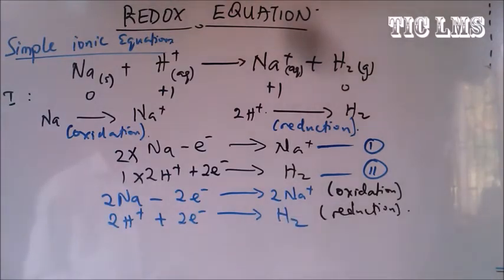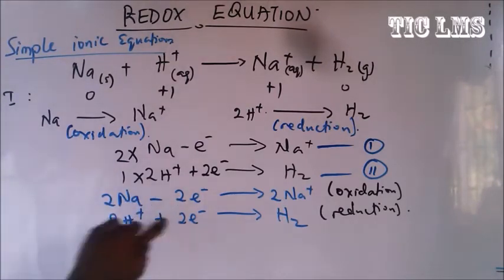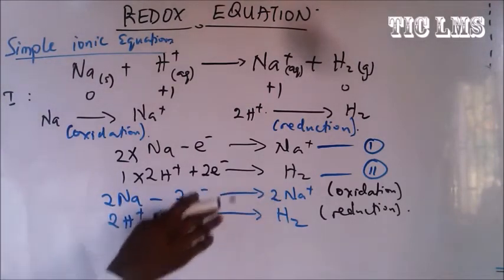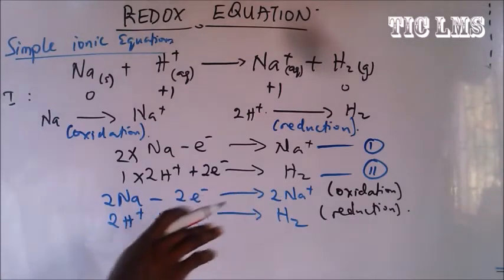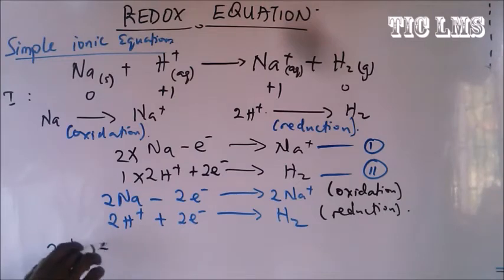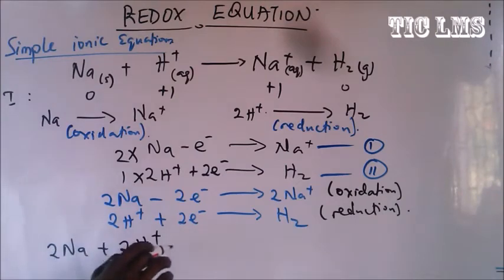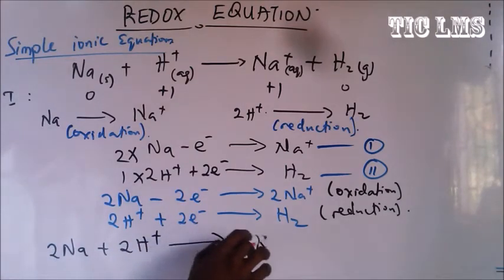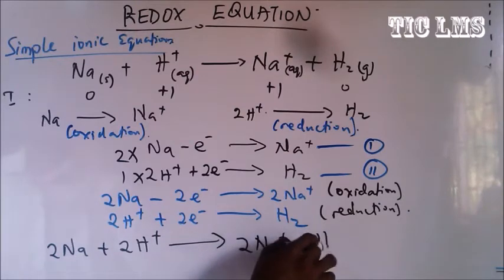With that said, we would cancel out these electrons because we have minus 2 plus 2, which is 0. We will combine the two reactions. So we have 2Na plus 2H+ to produce 2Na+ plus H2.